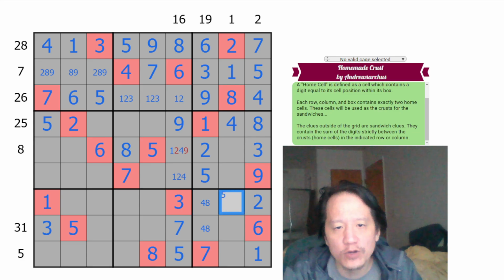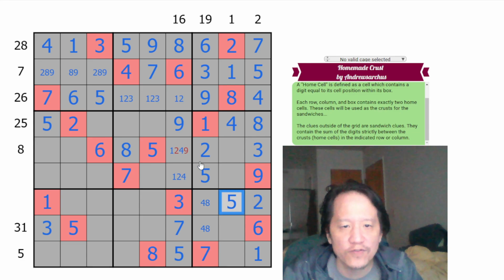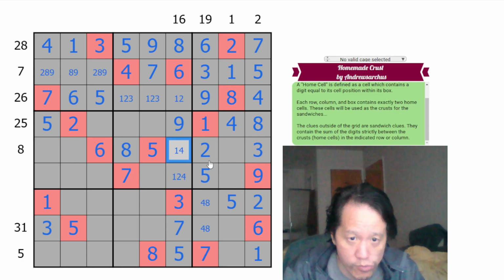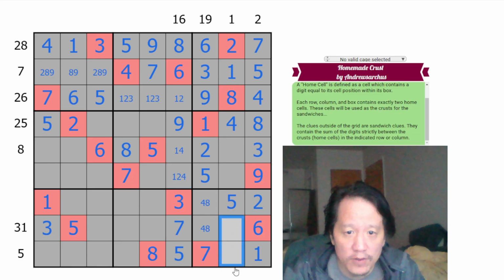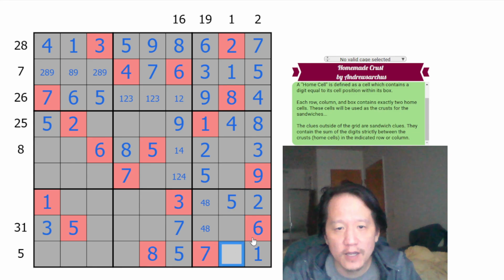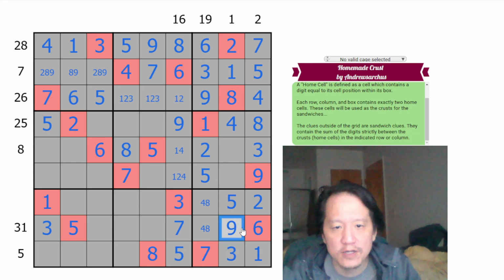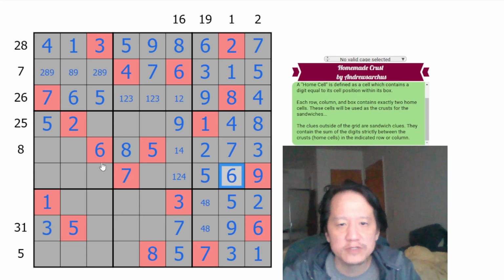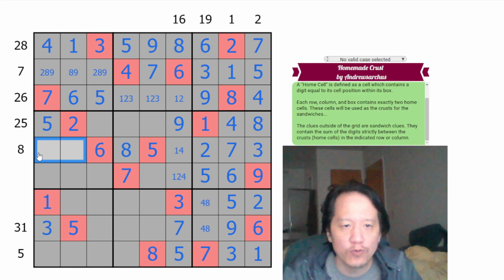4, 5, 4, 8 pair. This is the only place for 5. This can't be 2 or 9 anymore. The 4 has to be here. So this is 3 and 9. So this one has to be 3. That's a 9. This is 7 and 6. So that has to be 7. That's 6. We have 1, 4, and 9.